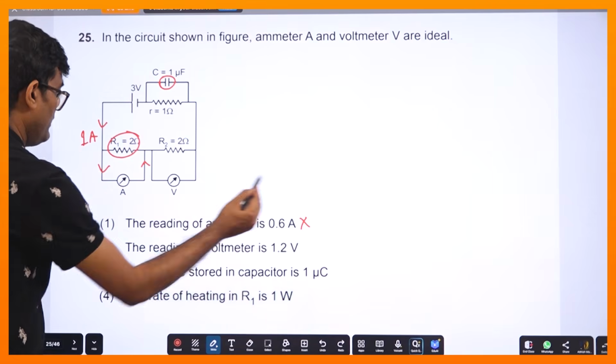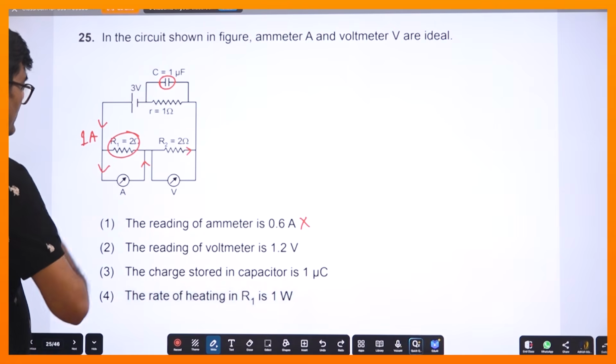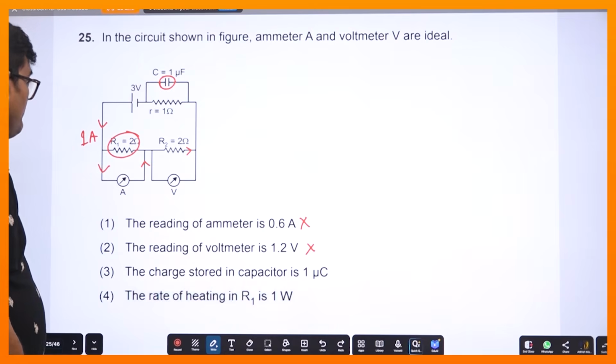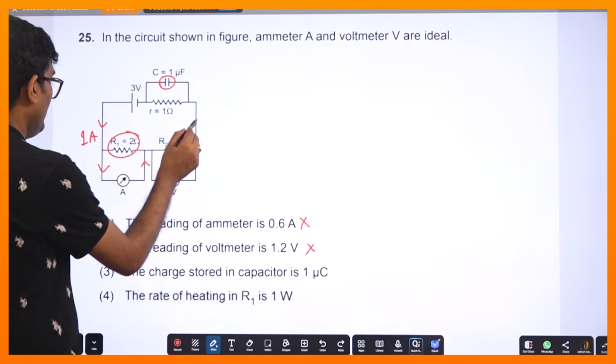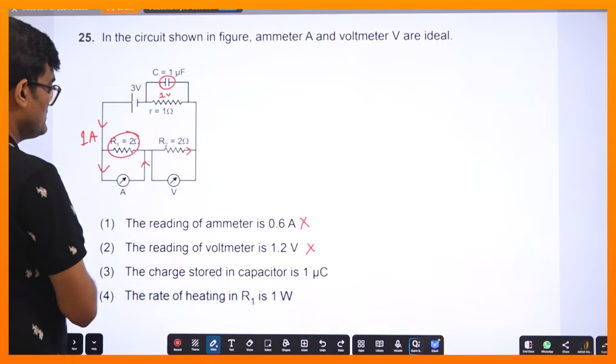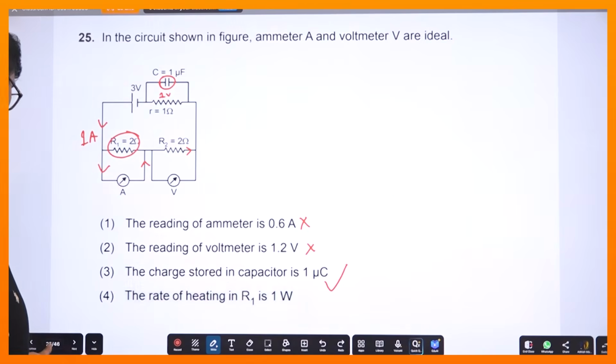The reading of the ammeter is not the correct answer, right? It is 2 volt is the reading of the voltmeter. That is not correct. Charge stored in the capacitor, if it is 1 and this is 1, then this is also 1 volt. So charge stored is equal to 1 microcoulomb is the correct answer for my question.